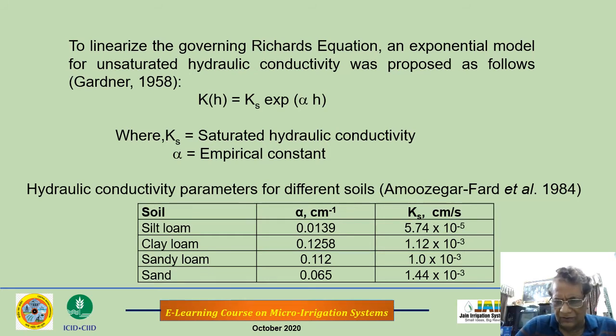Now he worked out the values, and Zager too. In 84, they worked out the values of alpha and Ks, and you can refer to the soil type that you are handling, and the values of alpha and Ks are all given depending upon h. Now you can work out the hydraulic conductivity.